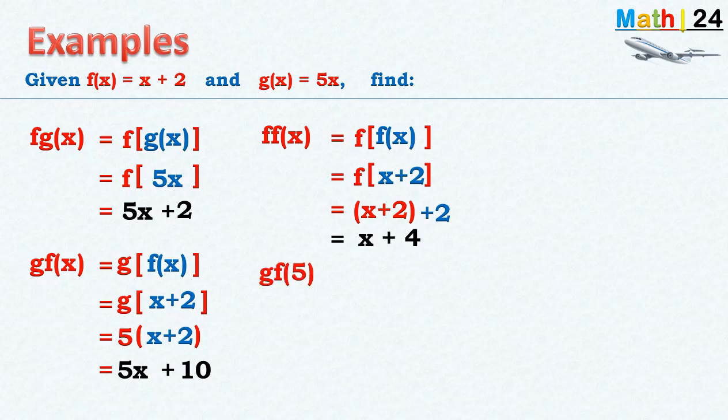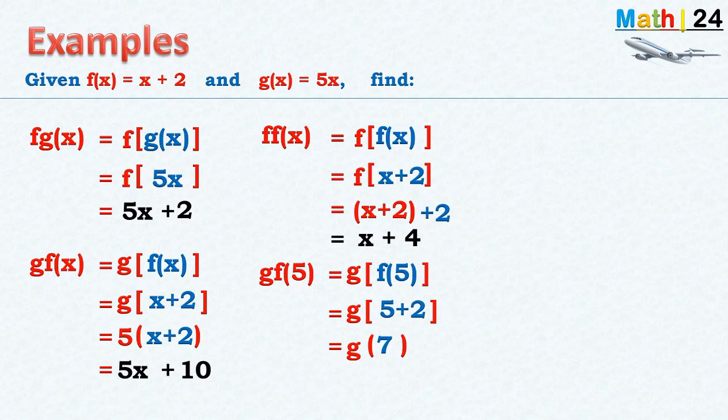A fourth example, G of F of 5. G of F of 5 means we should first of all look for F of 5. So this will be equal to G of F of 5. But what will be F of 5? F of 5 will be equal to 5 plus 2, because F of X is X plus 2. So this will give us G of 5 plus 2, so F of 5 is 5 plus 2. So this will give us the function G of 7.